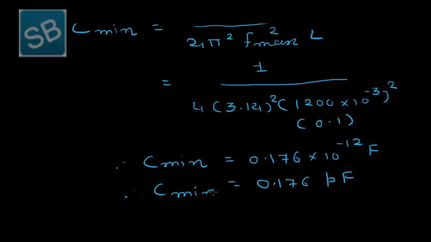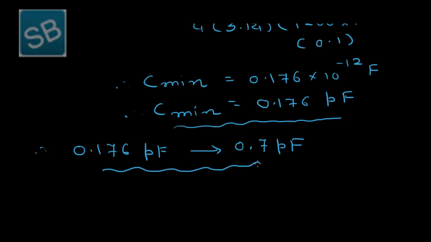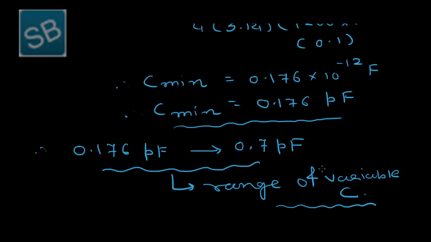Therefore, the value of minimum capacitance is 0.176 picofarad, and hence the range of variable capacitor is from 0.176 picofarad to 0.7 picofarad. And remember, this is the range of variable capacitor. And with this, the illustration for all the theories which we have discussed is over, and now we will see another concept of physics.